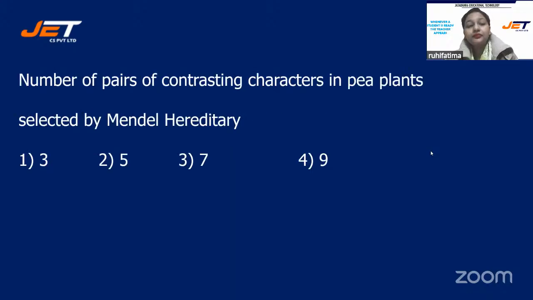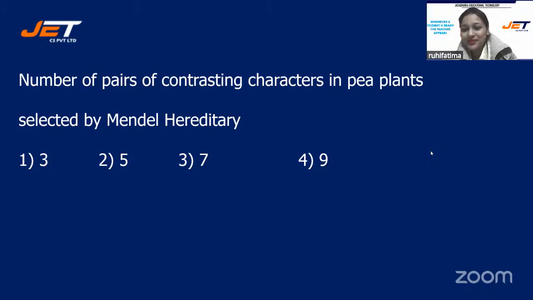Next question. Number of pairs of contrasting characters in pea plants selected by Mendel for heredity. Your options are number one, 3, option number two, 5, option number three, 7, or option number four, 9? Those who are attentive in the class will answer this question immediately, because just now I revealed the correct answer. Just before this question, I told you how many characters he selected.